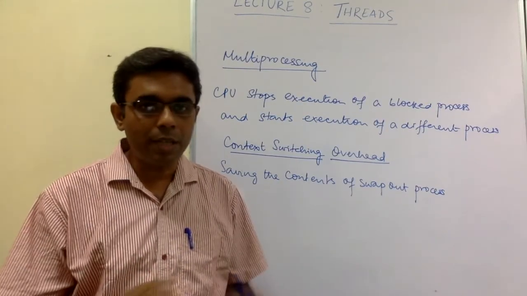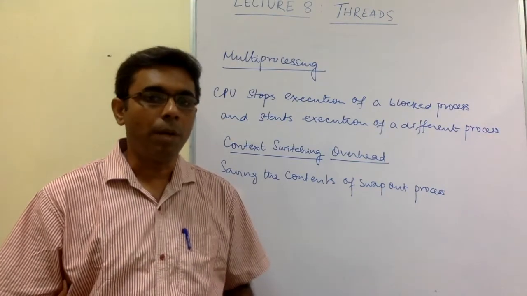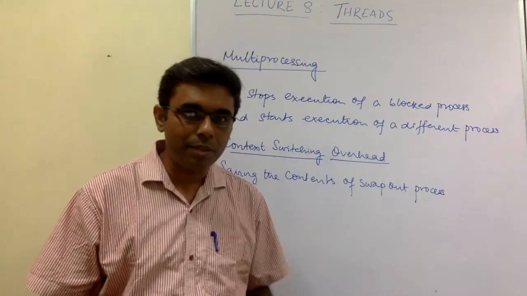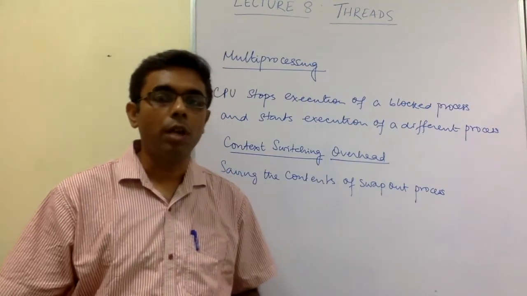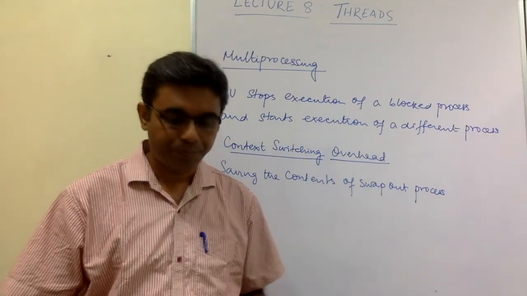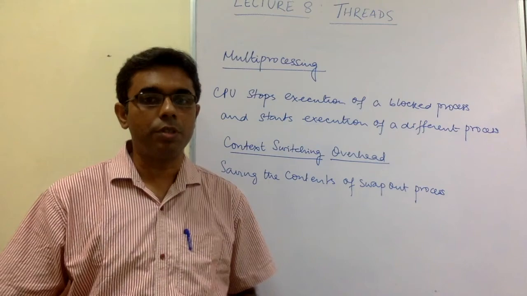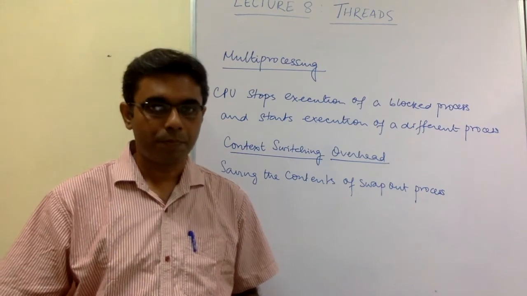So this swapping in and swapping out process involves a lot of state saving. The amount of time that is spent in saving these contents is what we call the context switching overhead. And that's a very costly step. So as far as possible, the idea would be to reduce this context switching overhead.